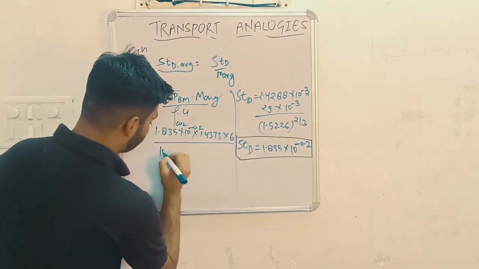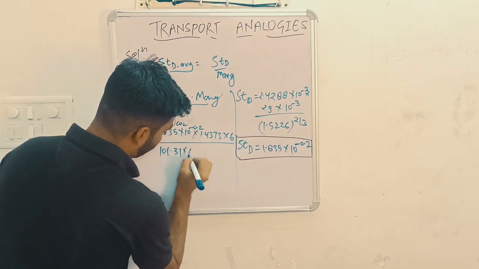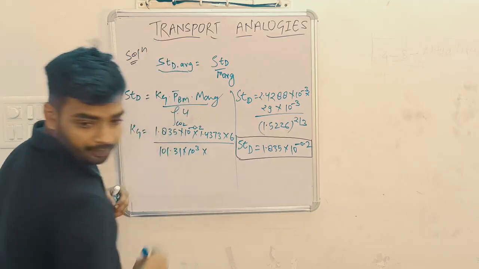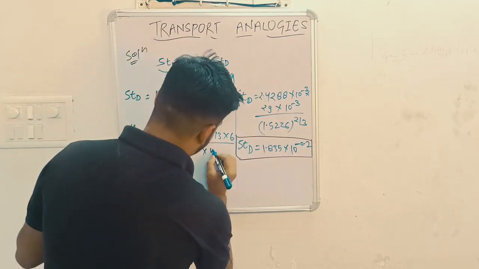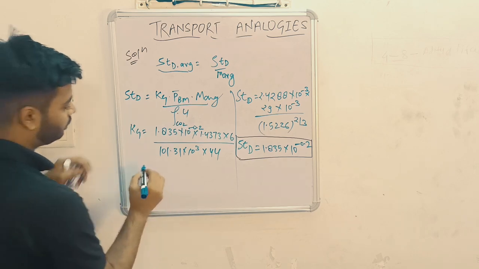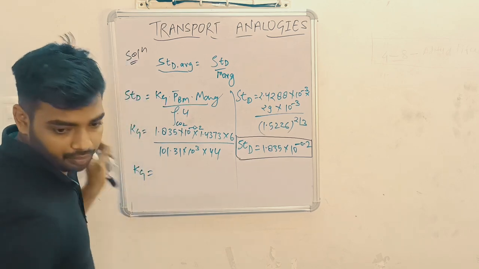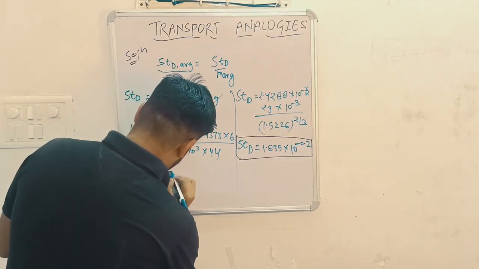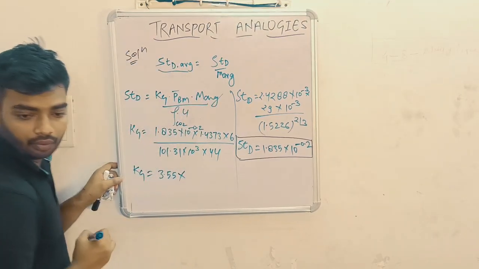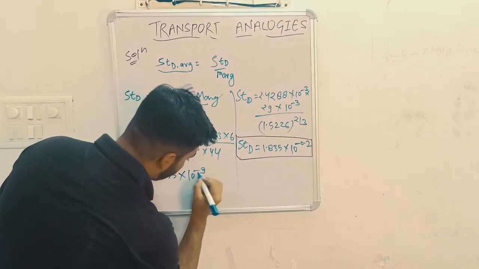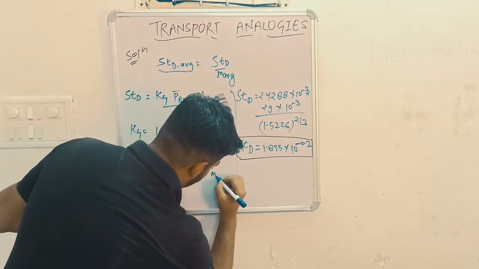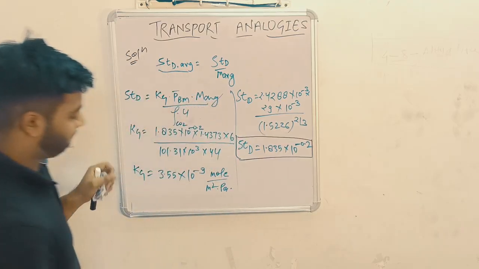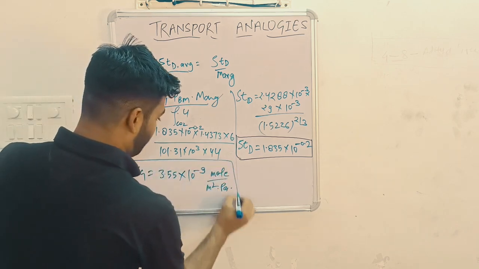and we have given pressure 101.31 into 10 power 3, and we have molar mass as 44. So solving this value, we will get kg equal to 3.55 into 10 power minus 9 mole per meter square second Pascal, which is the mass transfer coefficient.